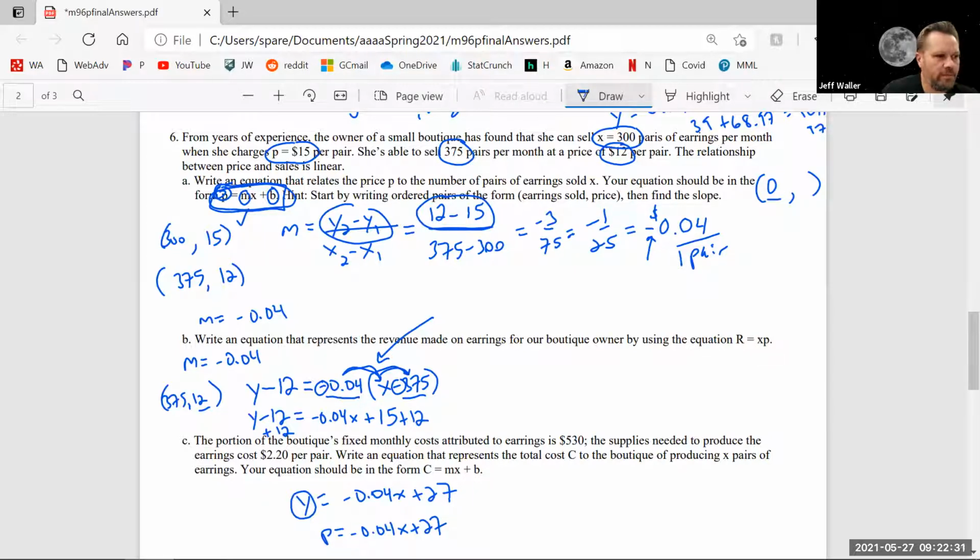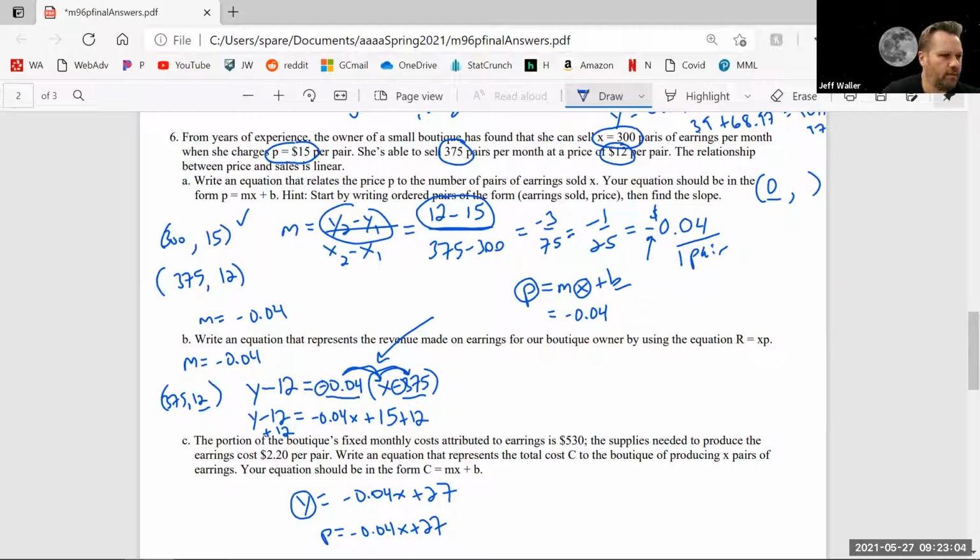Now here's another way to do this. Here's the equation that I want to get correct. This is what they asked me to get. Let me uncover this. So that's the equation they want me to get correct. And I know what M is, don't I? Negative 0.04. What I really need to figure out is B. Do I know a value for X and a corresponding value for P? Of course I do. I know 2 of them, don't I?